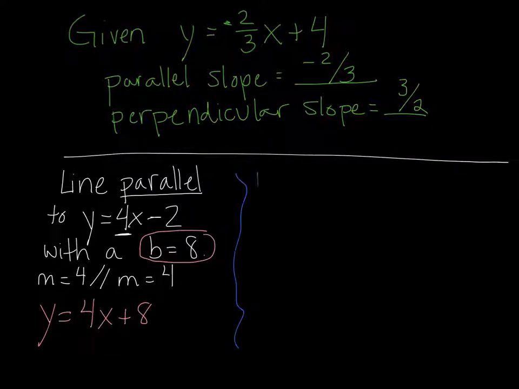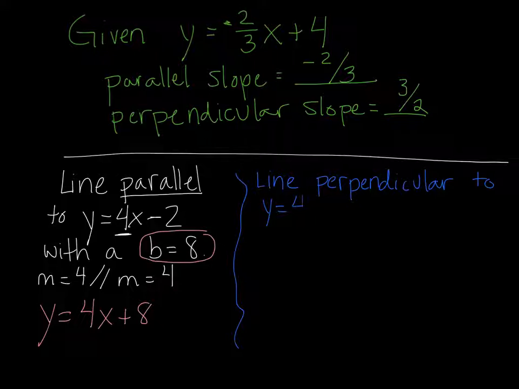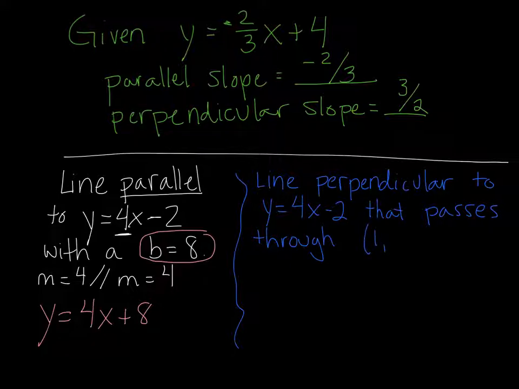Okay, similarly, let's say we want a line perpendicular to the same line, y equals 4x minus 2. So we want a line perpendicular to that passes through (1, 2). Okay, so taking a look at that.